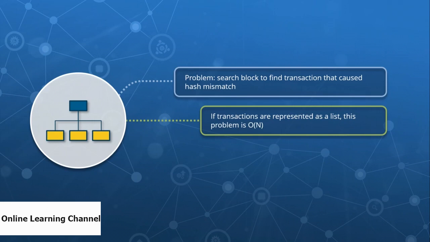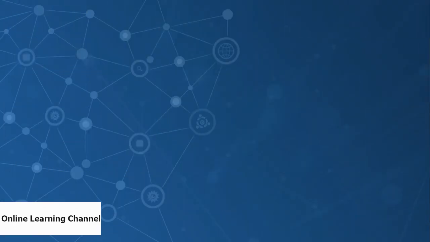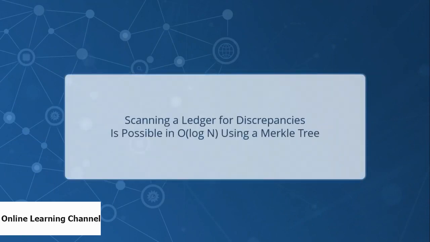This operation can be improved if we were to represent the transactions not as a list, but as a tree structure. In this case, the complexity of the search becomes big O of log n rather than big O of n. That is, the time taken for the search is directly proportional to the log of the number of records. So how exactly can we represent the transactions in a block as a tree data structure? Well, in order to obtain this O of log n complexity, we can record the transactions in the blockchain in the form of a special data structure known as a Merkle tree.